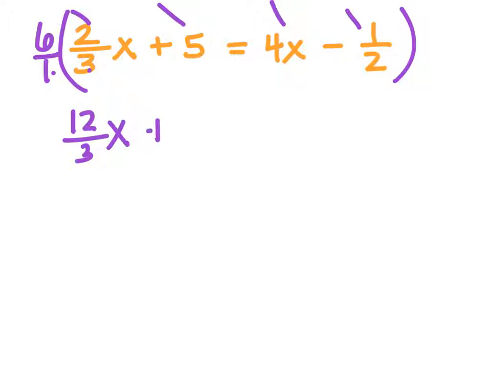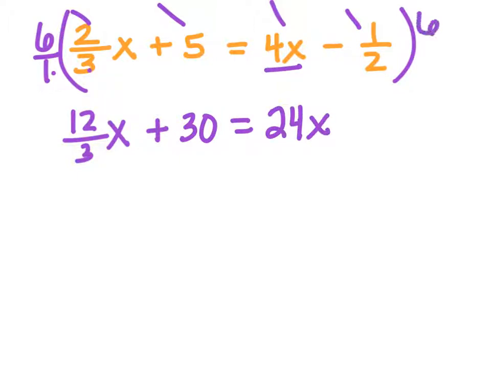So 6 times 2 is 12, and then 1 times 3 here is 3, and then I still have my x, plus, a lot of times kids forget to times this by 6 as well, my normal number here. So 6 times 5 is 30. So I'm going to change that to 30 equals, I need to do 4x times 6, which gives me 24x. And then here I'm going to times this by 6, or 6/1. So it's minus, I end up with 6/2.